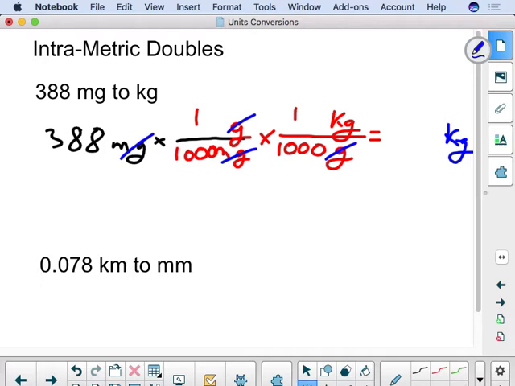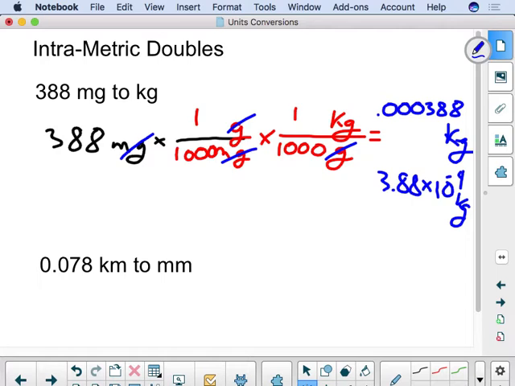Sachin, you got a decimal for me? 0.000388. If you want to turn that into scientific notation, that makes sense to me at this point to say 3.88 times 10 to the minus 4 kilograms. Either of these would be totally fine answers.